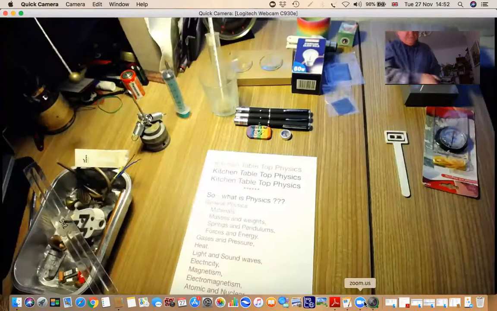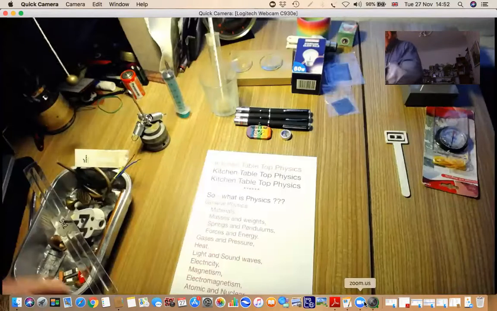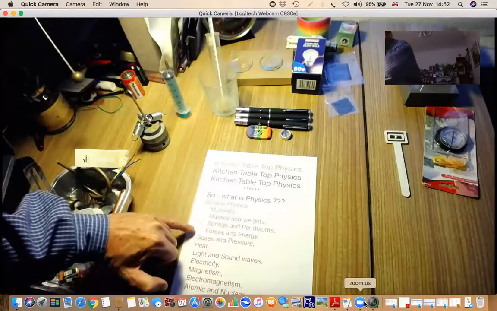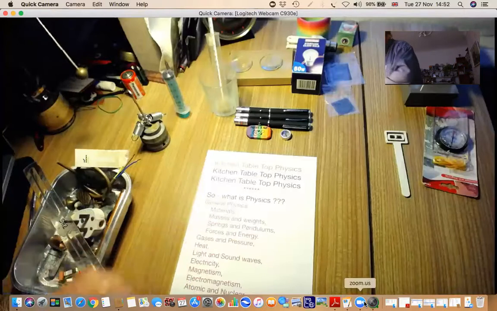And yeah, that should be it off. What else have we got? Forces and energy. Well, forces and energy is all throughout physics.